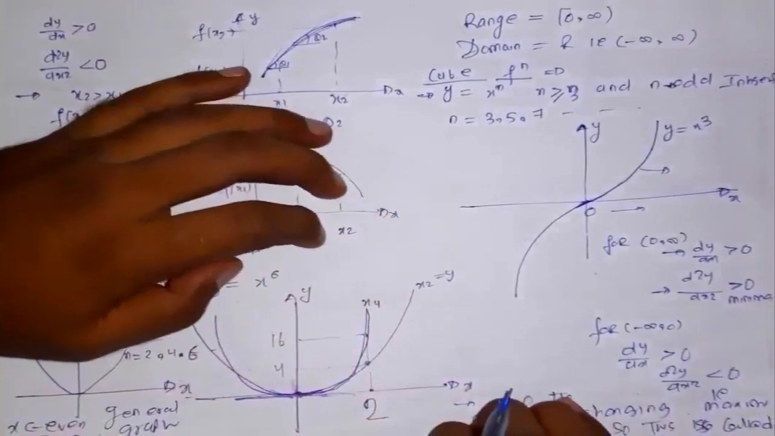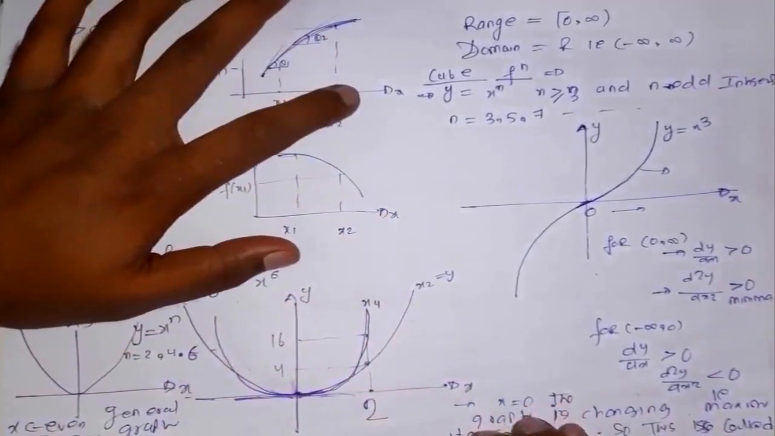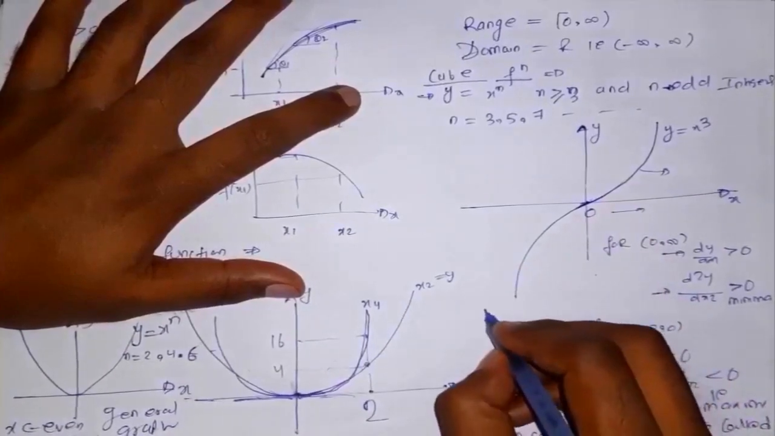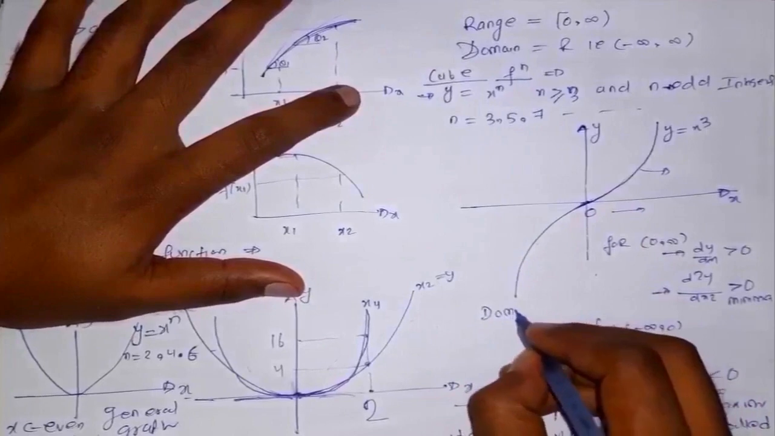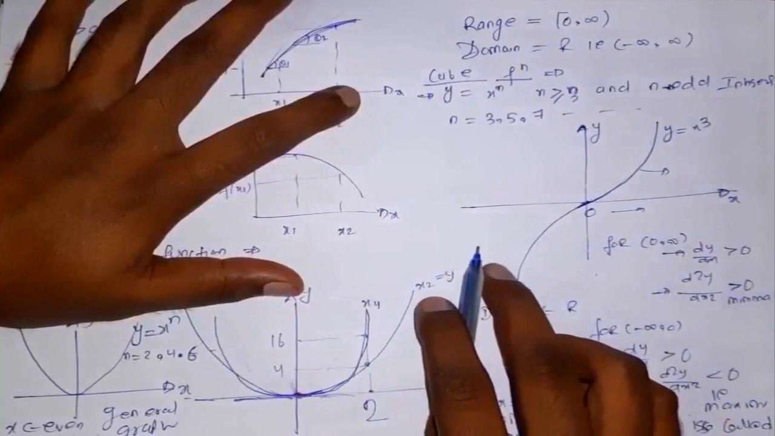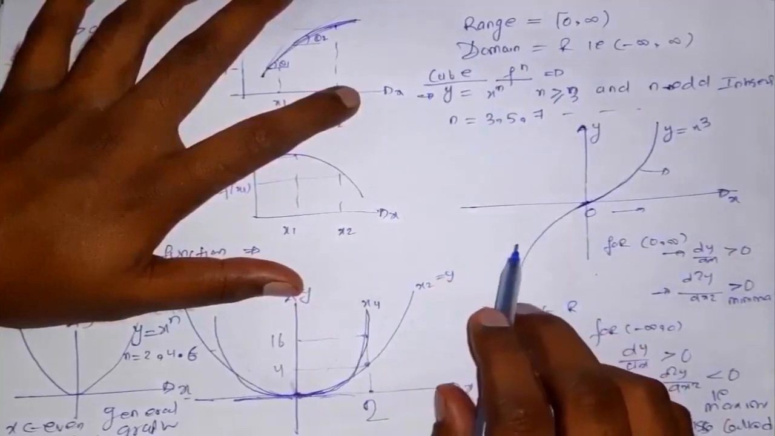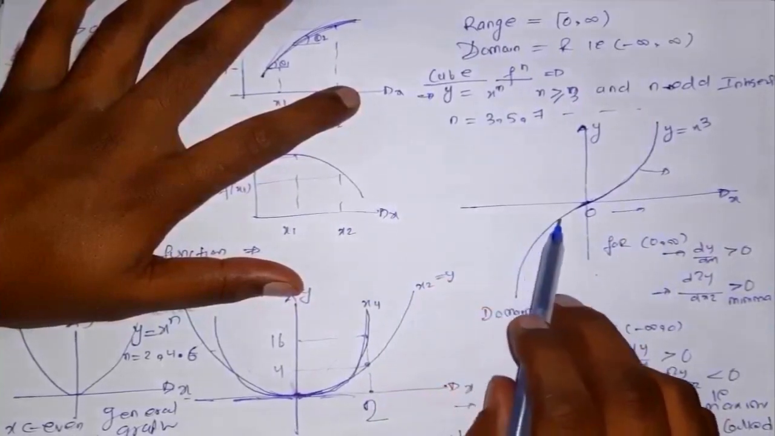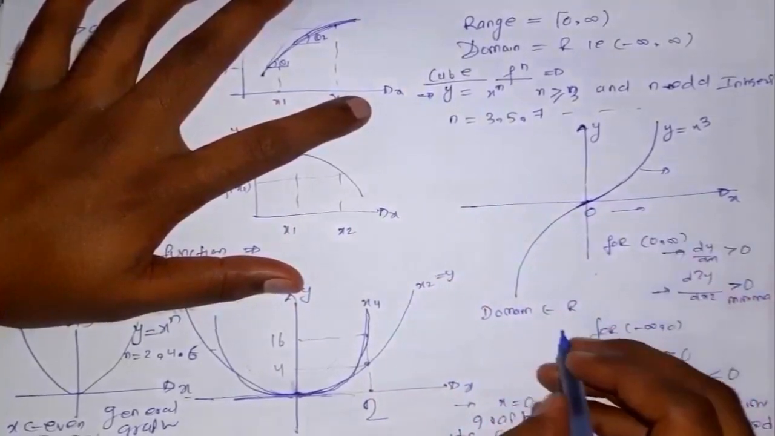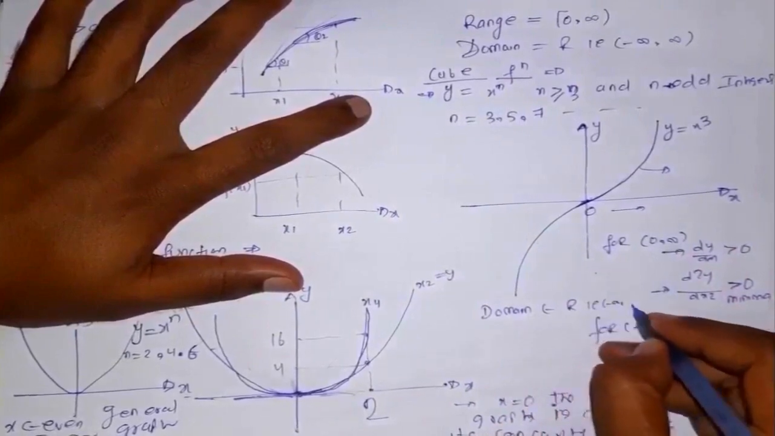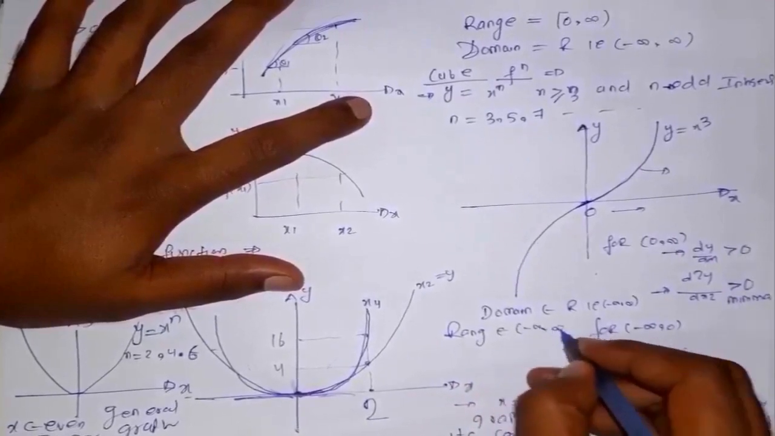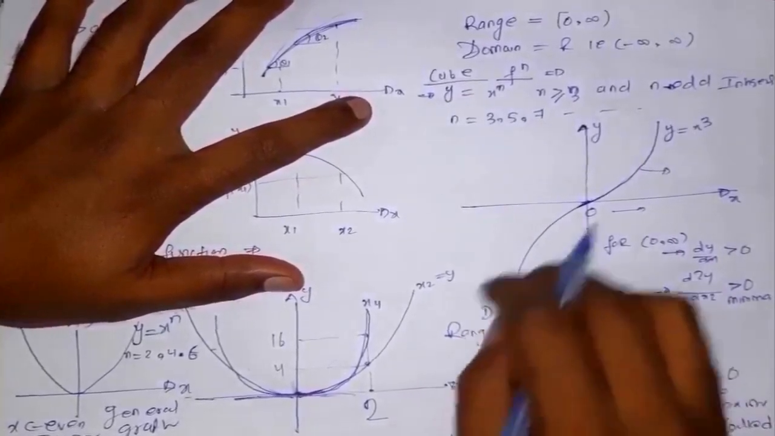In the next tutorial we will see some more things regarding this cubic function. Before that I would like to tell you what the domain and range should be. Domain will be real, that means minus infinite to plus infinite, because this function can take any value of x belonging to real. And range will also be minus infinite to plus infinite, because from the graph also you can see.